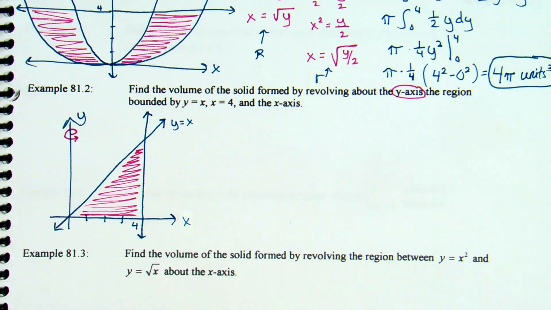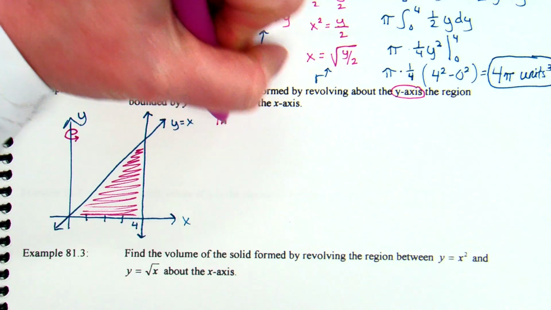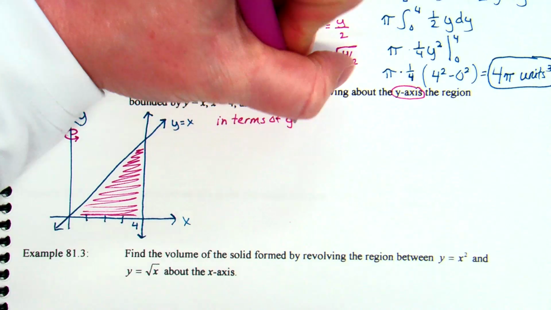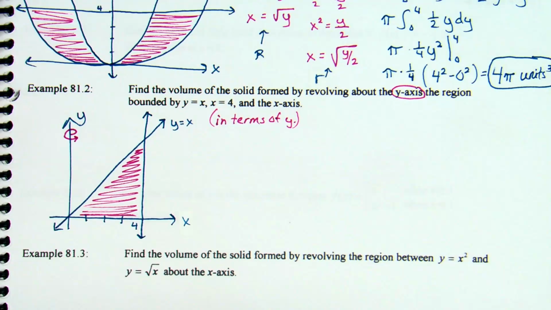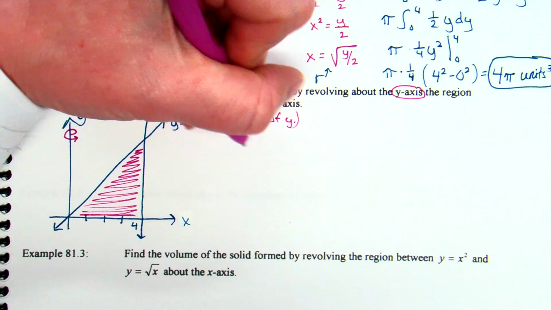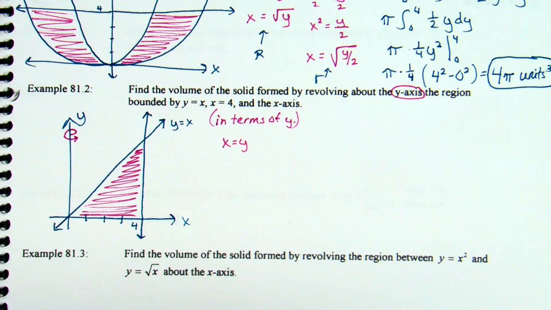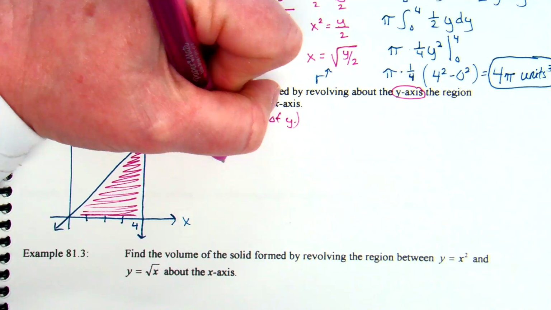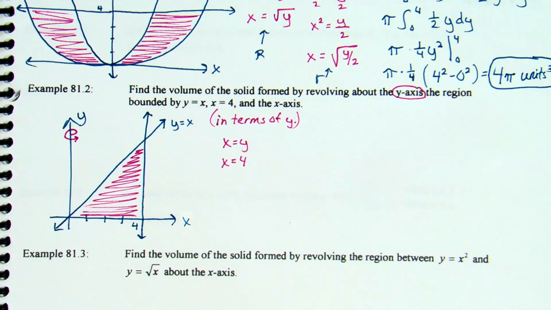And notice it was about the y-axis. So again, everything needs to be in terms of y. Well, what are the equations we have? x equals y. It doesn't matter, x or y, right? And the other one was x equals 4. There is no y, so that's like saying x equals 4 plus 0y. So we're good. We're in terms of y.